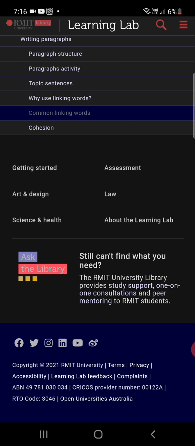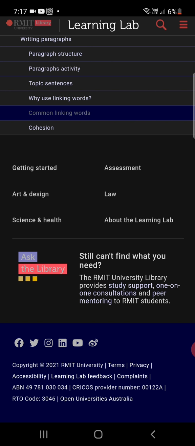University library. I see university library is study support. I see study support is students. I see students is mentoring. I see mentoring is consultations. I see consultations is ask the library. I see ask the library is privacy. I see privacy is complaints.